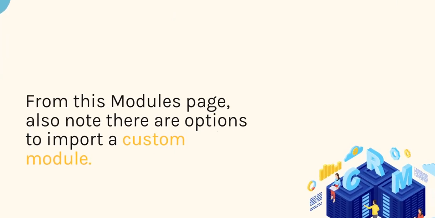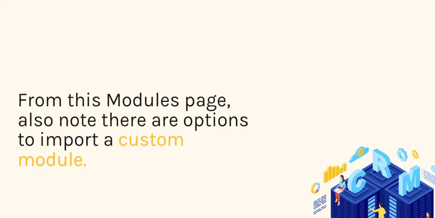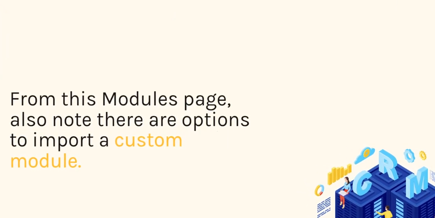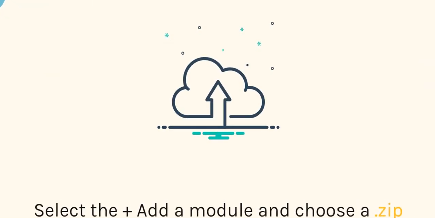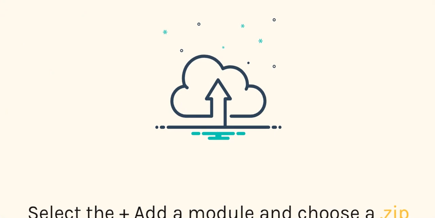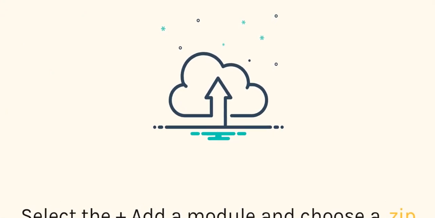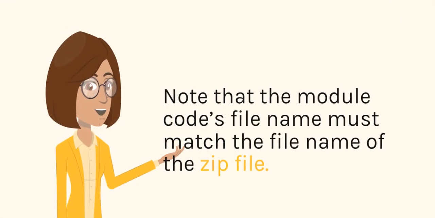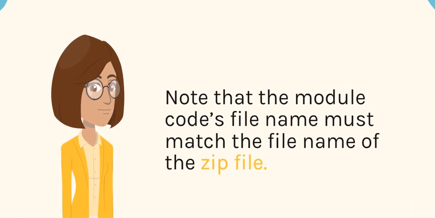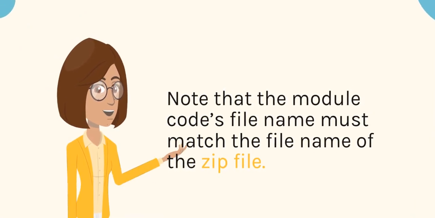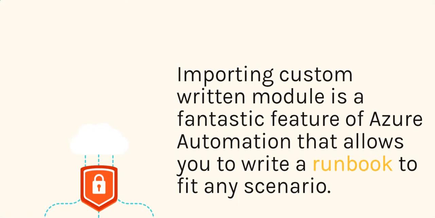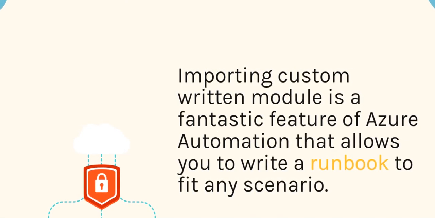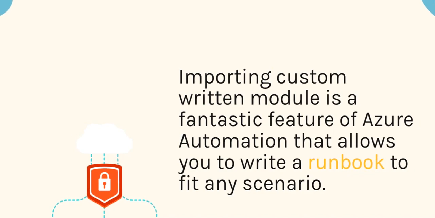From this modules page, also note there are options to import a custom module. Select the plus Add a module and choose a zip file that contains the module code. Note that the module code's file name must match the file name of the zip file. Importing custom-written modules is a fantastic feature of Azure Automation that allows you to write a runbook to fit any scenario.